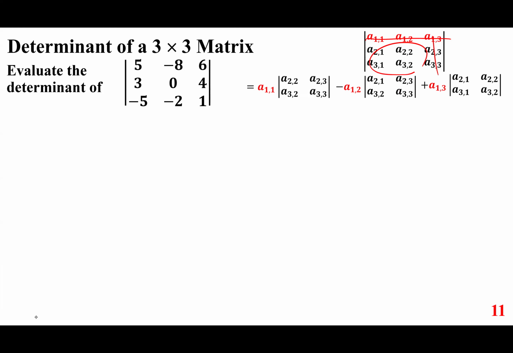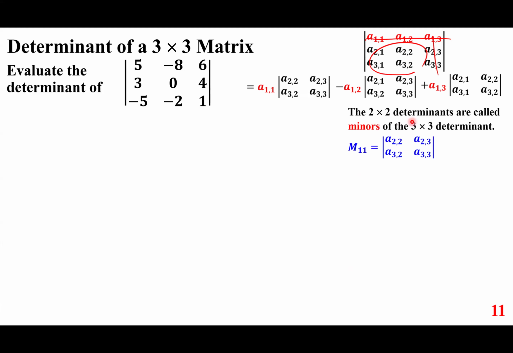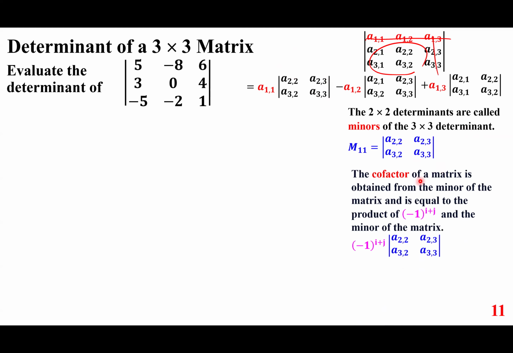Okay. Now, here are some definitions that are important to know. The 2 by 2 determinants are called minors of the 3 by 3 determinant. For example, this is called M, standing for minor, M1, 1. A sub 2, 2, A sub 2, 3, and so on. The cofactor of a matrix is obtained from the minor and is equal to the product of negative 1 to the power of i plus j and the minor of the matrix.